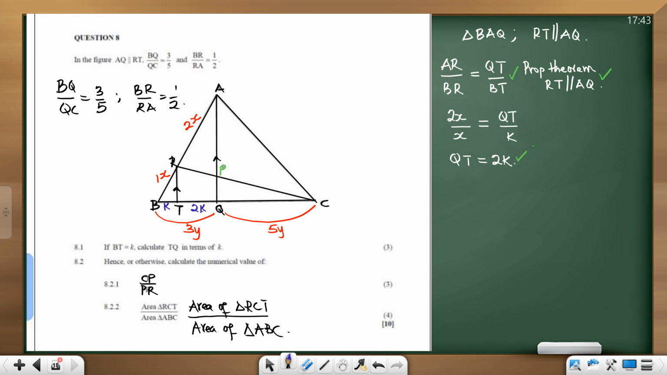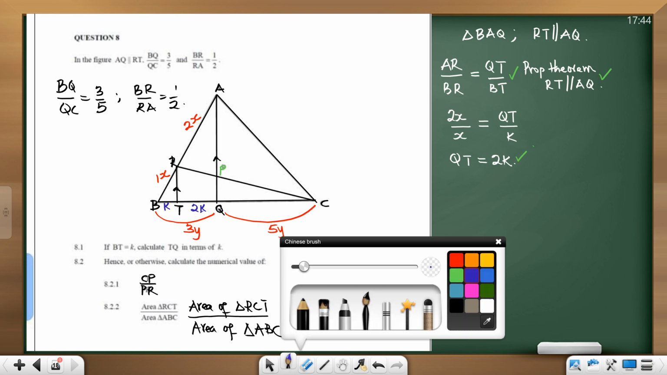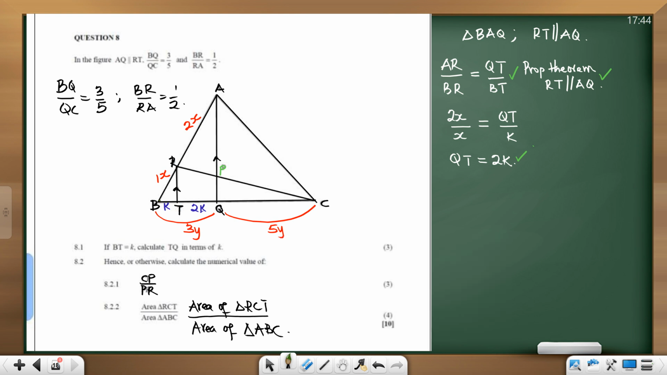Now, please watch. Whenever I'm doing a question, I want to keep it the same variable. But do you notice I've got 2 variables here? I've got y and k. Can I write k in terms of y? I have to do that so that it can cancel out when I do my questions. Now, do you notice that from here to here is 3k?